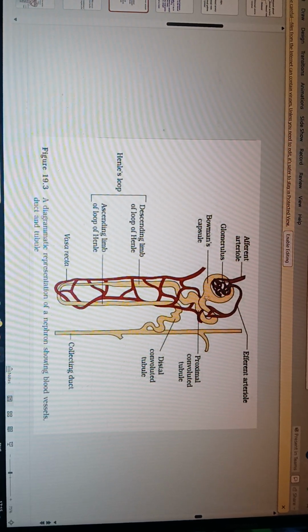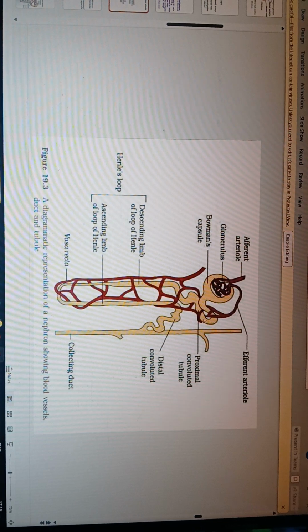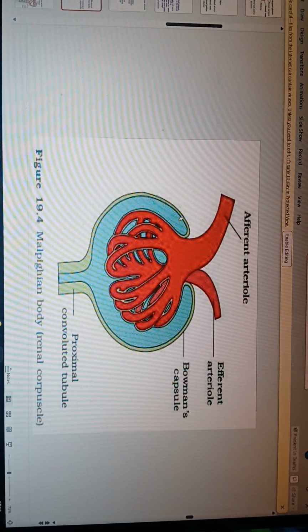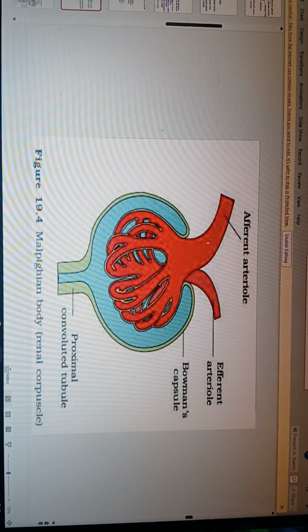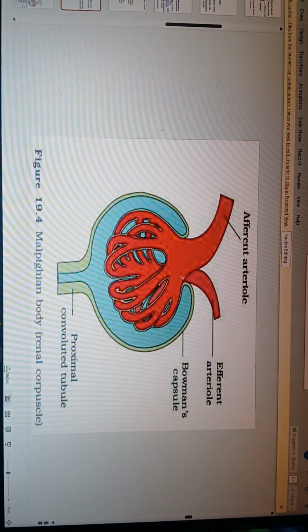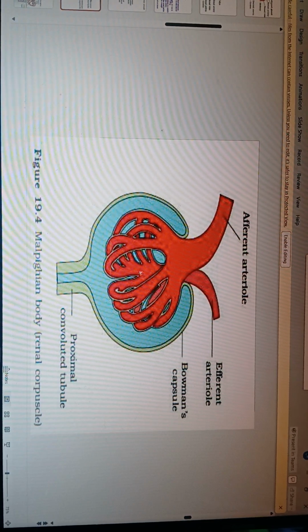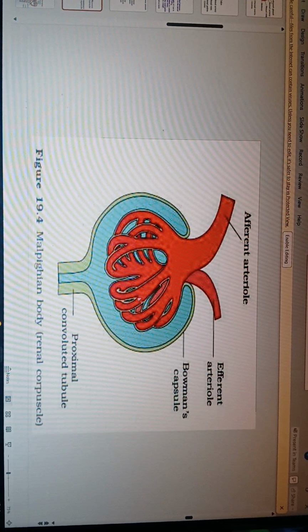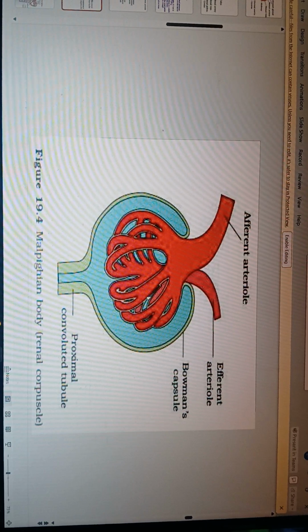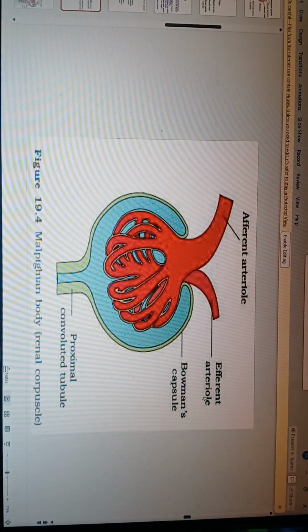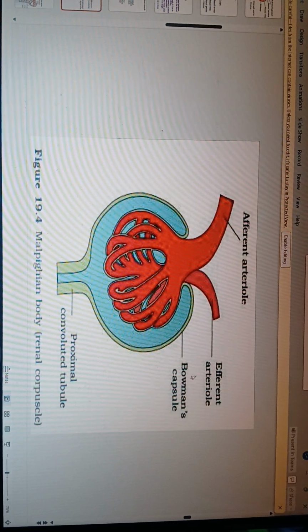Again I tell, this cup-shaped region is known as the Bowman capsule. Inside the Bowman capsule, the renal artery enters, and after that forms the capillary. This capillary is known as the glomerulus, and after that it comes outside from the Bowman capsule. This is known as the efferent arteriole.